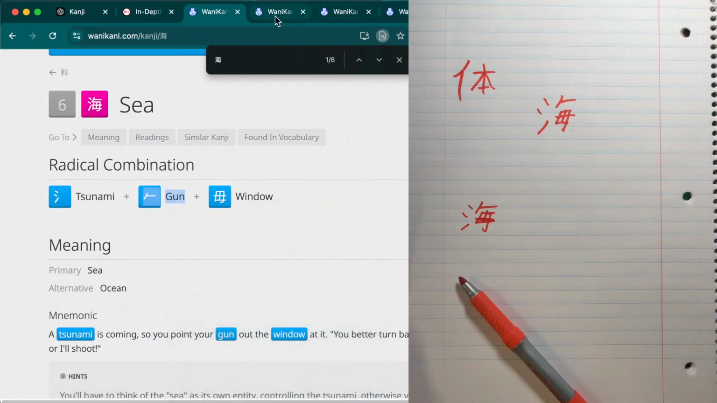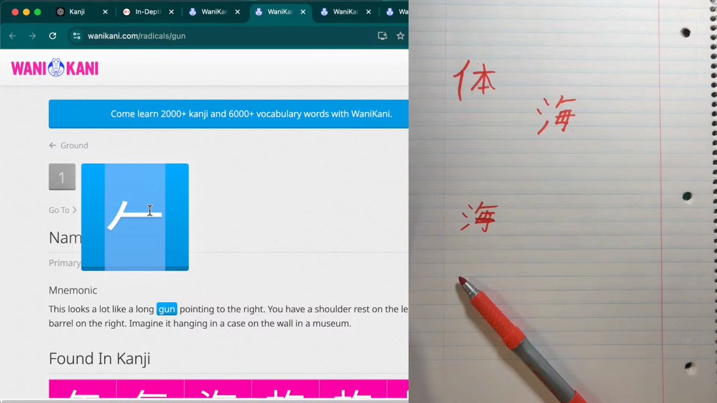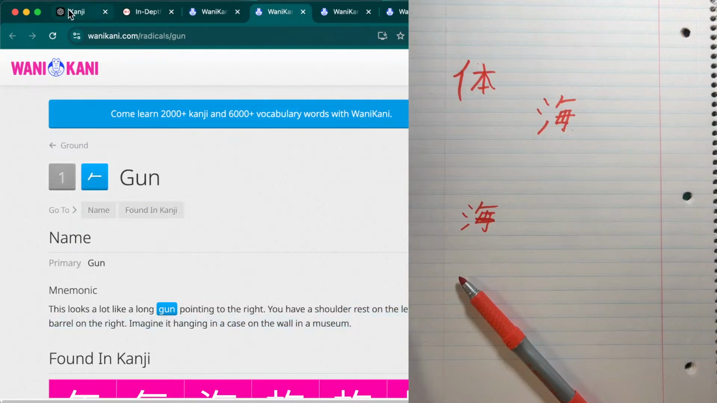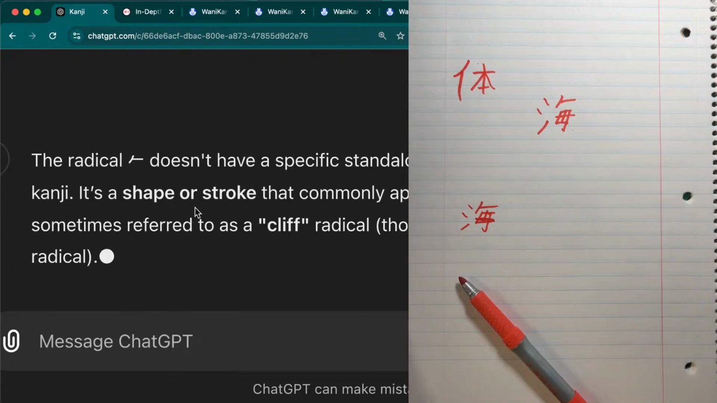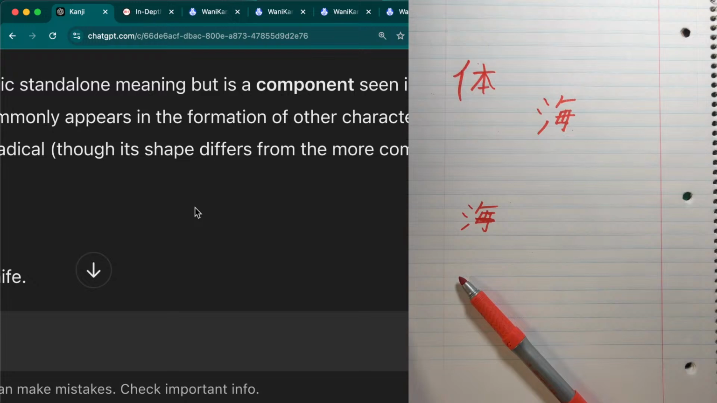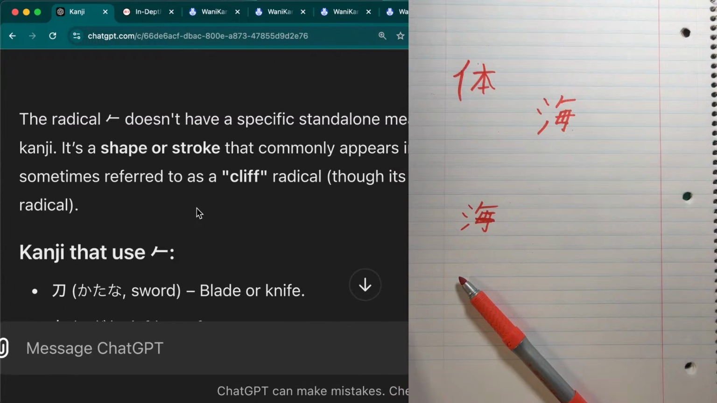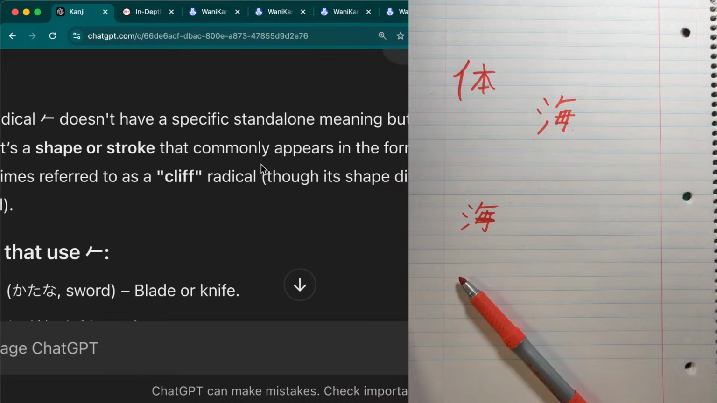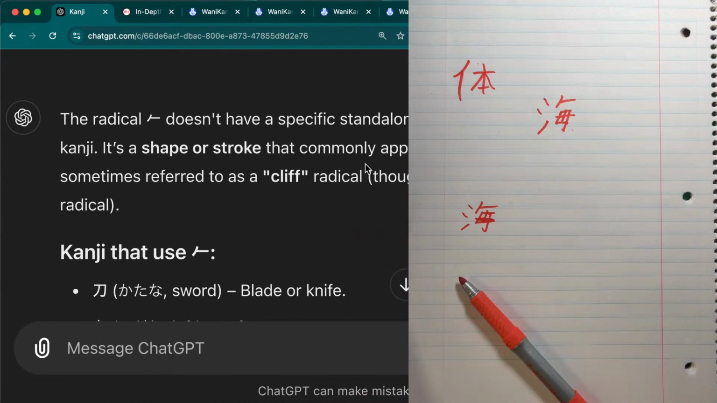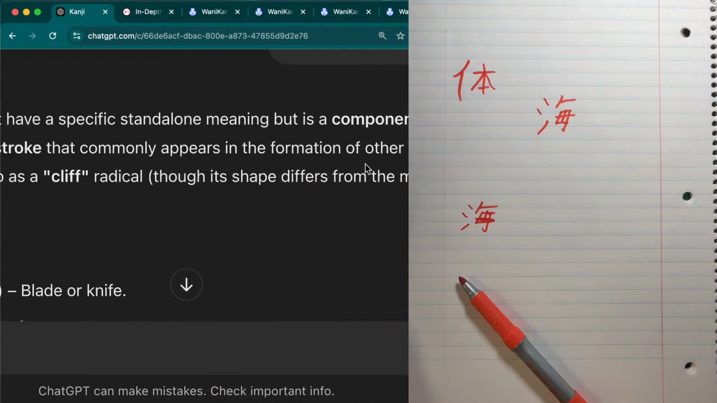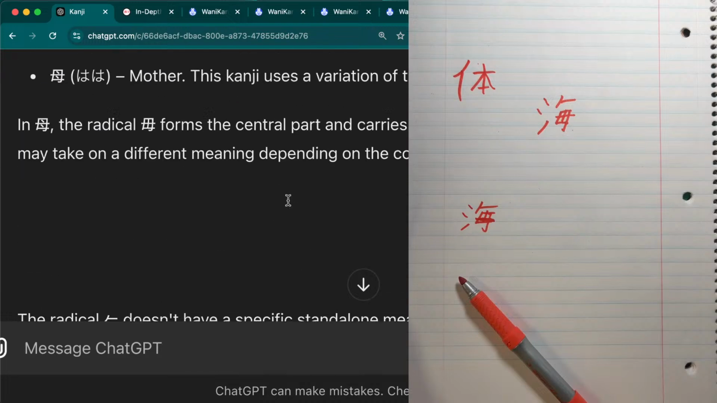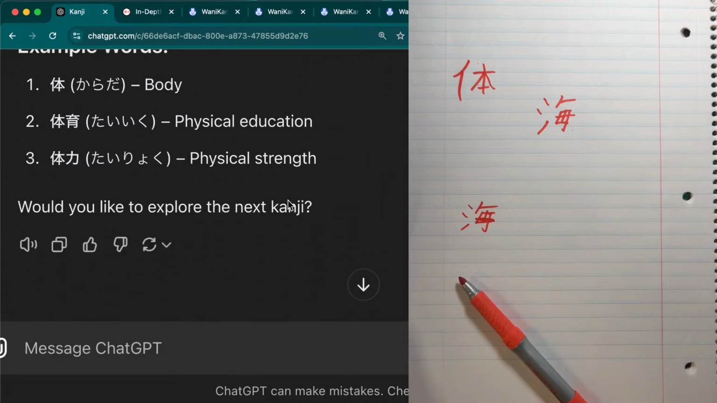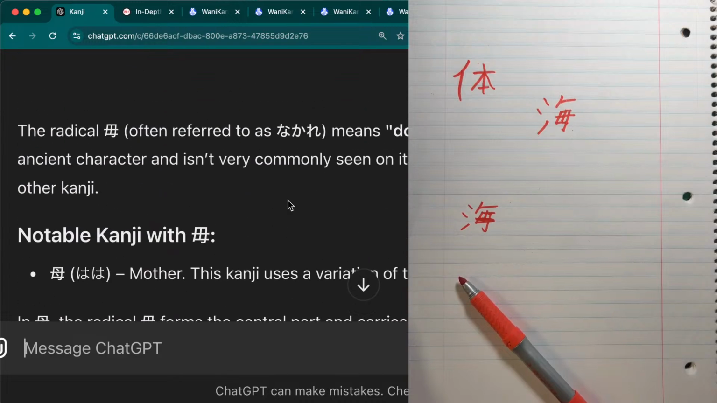How about gun? Does this one have one? Yeah, this one just says stuff about that. What does this radical represent? Doesn't have a specific standalone meaning, but it is a component seen in various kanji characters. It's a shape or stroke that commonly appears in the formation of other characters. It is sometimes referred to as a cliff radical. I prefer gun. Gun just seems easier as a name. Okay, let's keep going.